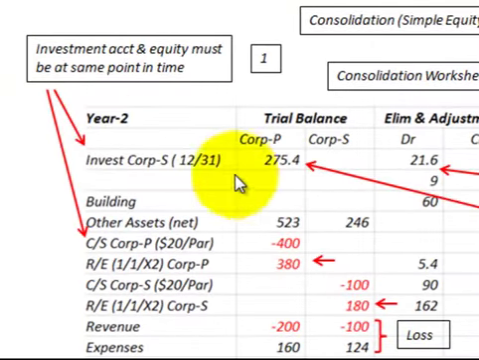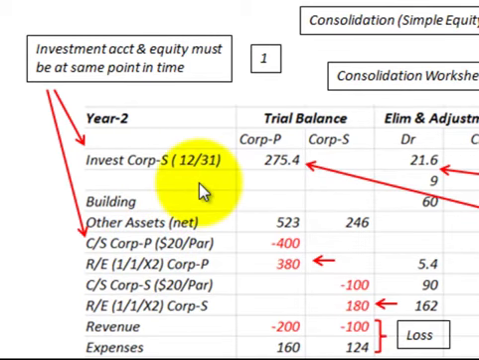So the first thing we have to look at is our investment account here and compare that to our equity account here. So looking at year 2, our investment account for the subsidiary is sitting here at the end of the year, 12/31, and our equity accounts are sitting at the beginning of the year, 1/1, or January 1st of the second year. So what we have to do is bring the investment account and the equity accounts in line, so they have the same date.